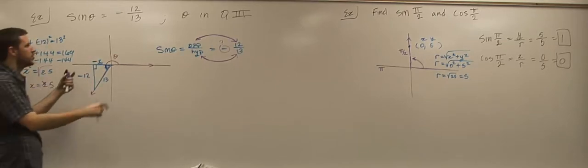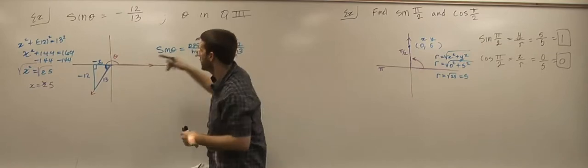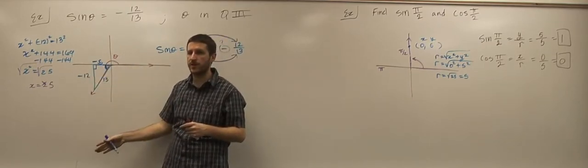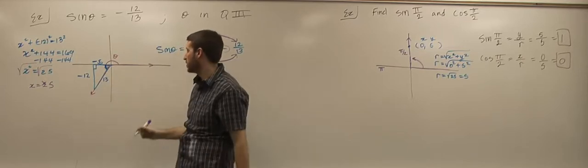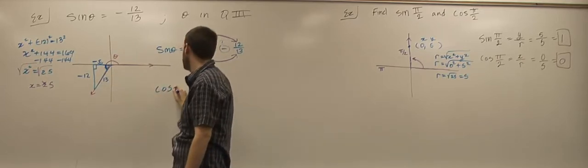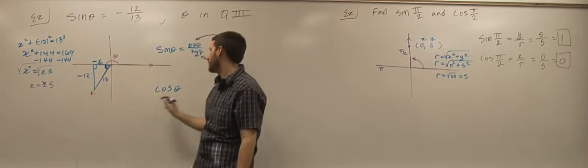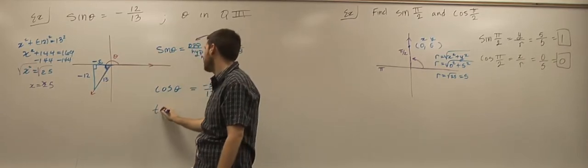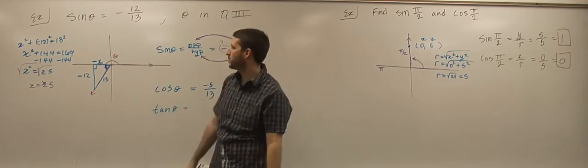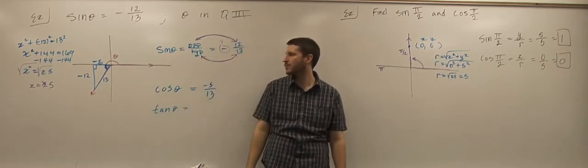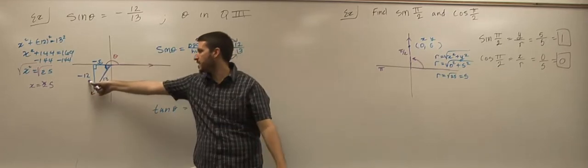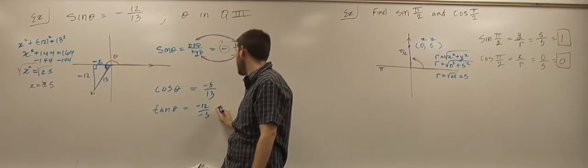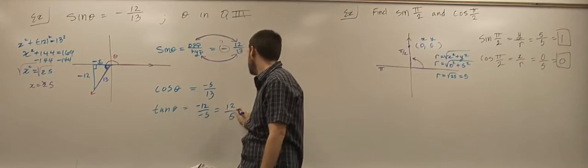So it's more like a puzzle. You start with a couple pieces of information, and then you fill in the rest, and now you can read off all of your trig functions because you've got your triangle labeled. Cosine of theta, for example, would be negative 5 over 13 because that's adjacent over hypotenuse. Tangent of theta would be what? Opposite over adjacent, negative 12 over negative 5.